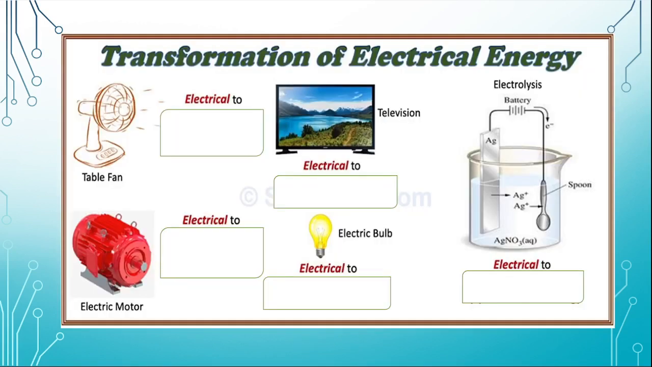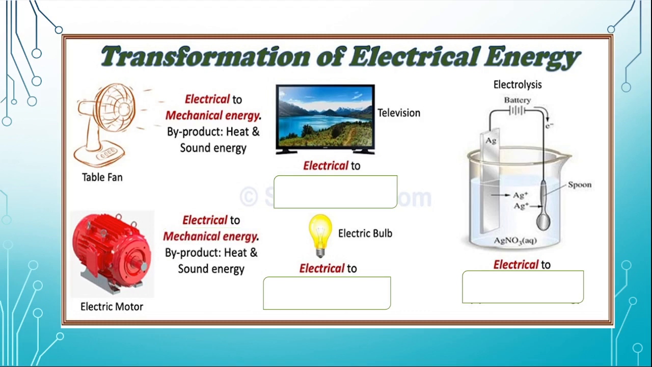So electricity can be used to transform electrical energy. Electrical energy is transformed to what form in a table fan? To mechanical energy. So the byproducts, or the unwanted products, in this process are heat and sound energy. When we talk about an electric motor, electrical energy is converted to mechanical energy again, and the byproducts, which are the unwanted products, are heat and sound energy.